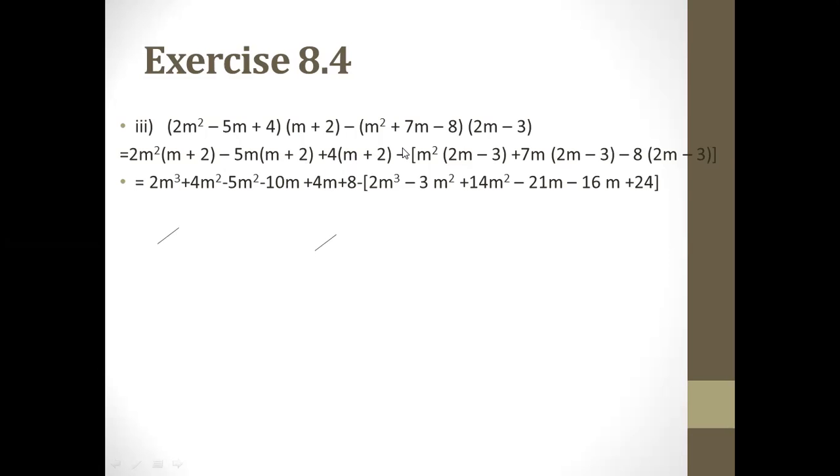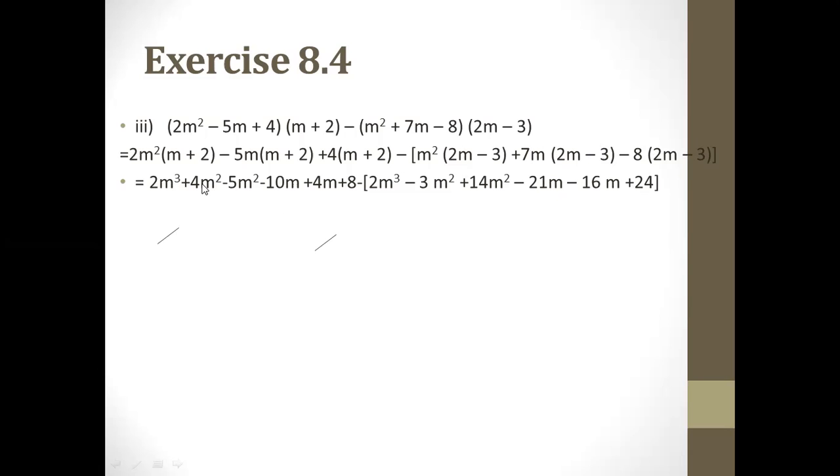plus 8, and this minus sign, and then we put bracket, so m square into 2m, 2m cube, minus 3 into m square, minus 3m square, plus 7m into 2m, 7 2s are 14, m into m square, and plus minus minus 7 3s are 21, and we write as it is. Here outside the bracket minus sign, so it will change the inner sign, 8 2s are 16, 16m, and minus into minus plus 8 3s are 24.